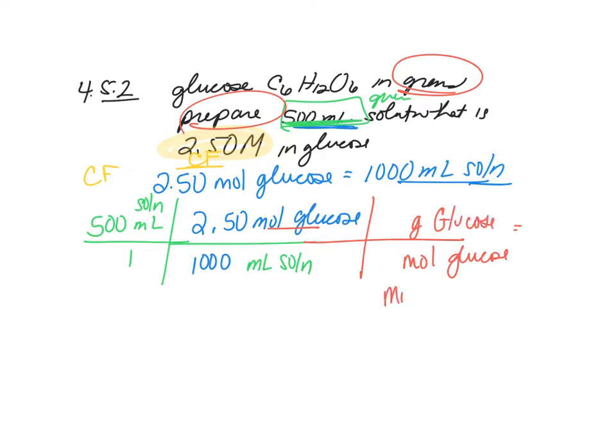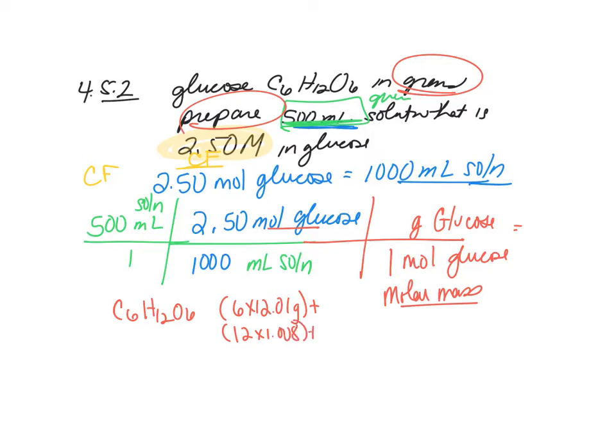Okay, so that's molar mass, right? So always 1 with the number mole. And then where do we get the molar mass of glucose? Well, we have the formula, C6H12O6. So if I look at the periodic table, 6 times 12.01 plus 12 times 1.008 plus 6 times 16.